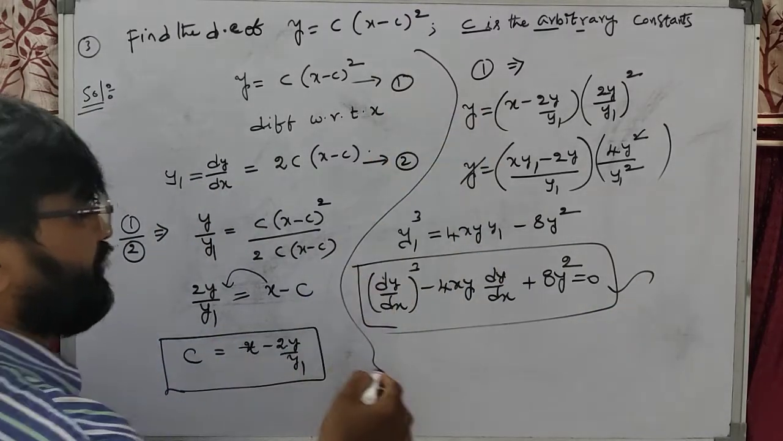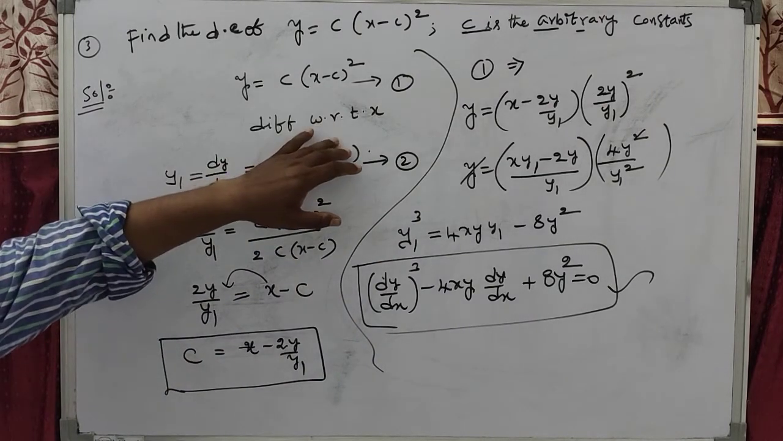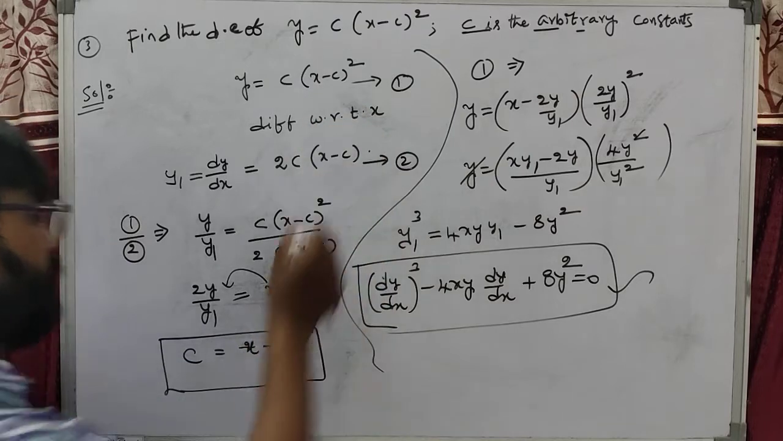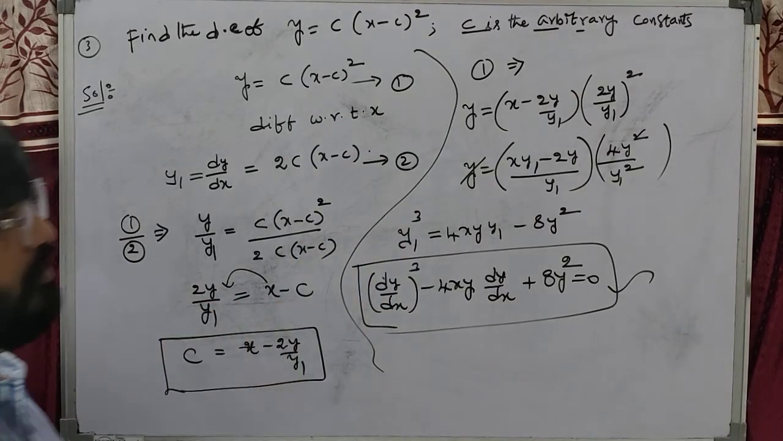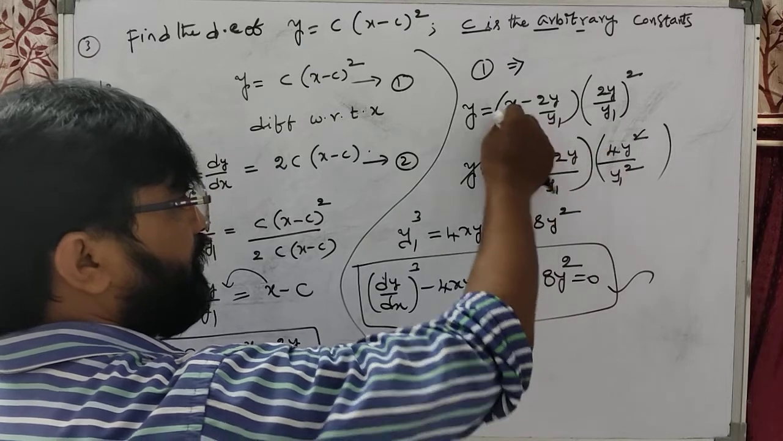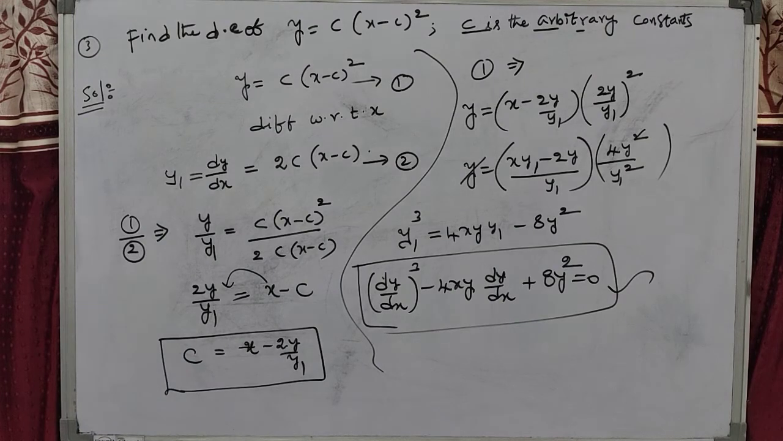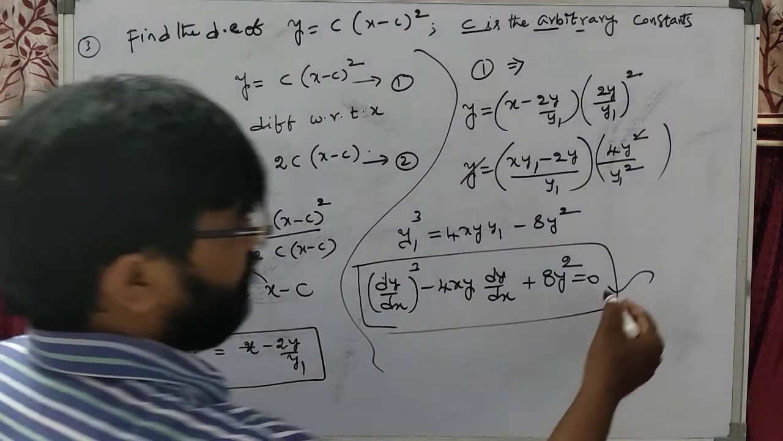What is the difficulty here? We can take the first order derivative, then when we take 1 by 2, we get directly c equals x minus 2y by y1. Substitute in equation 1: c is x minus 2y by y1, x minus c is 2y by y1 whole square, that is 4y square by y1 square. Taking the LCM, y1 cube equals minus 4xy dy by dx plus 8y square equal to 0. This is the solution.